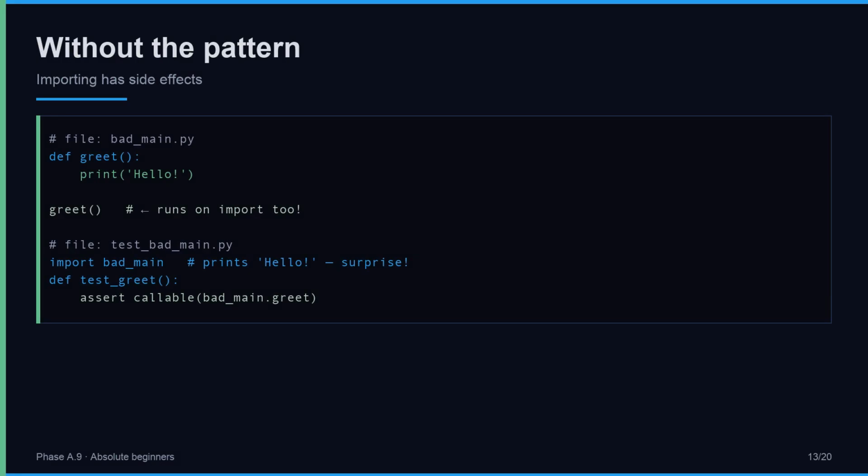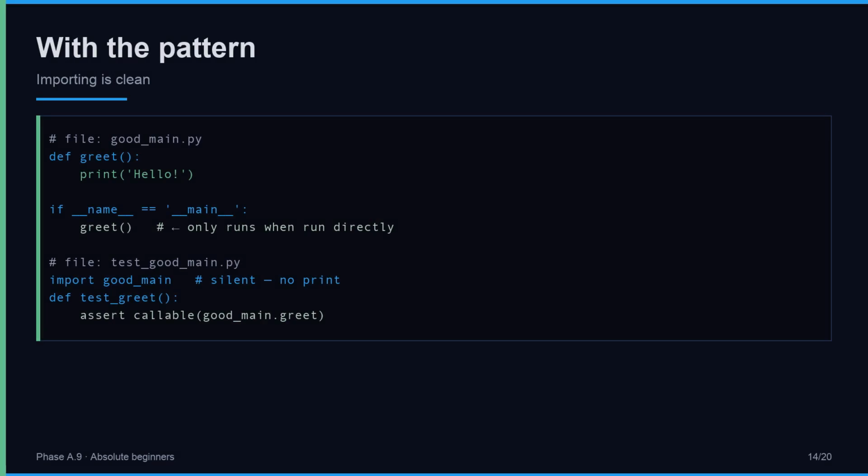See the problem when you skip the pattern. Bad main.py calls greet at the bottom with no guard. Import bad main from a test file and Python prints hello as a side effect, even though the test only wanted to check that greet exists. That is surprising and fragile. Multiply this by a real project with dozens of files and you get random prints and random input prompts firing every time a test loads a module. The pattern exists to stop exactly this.